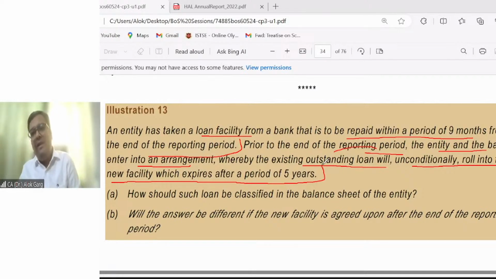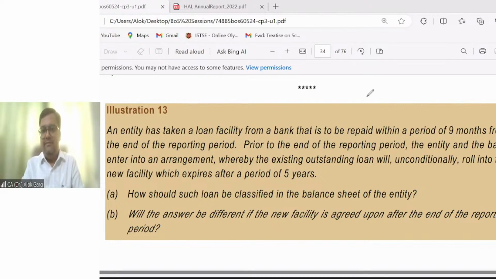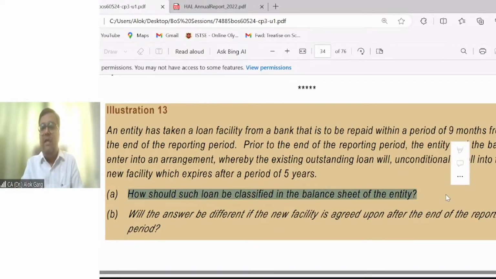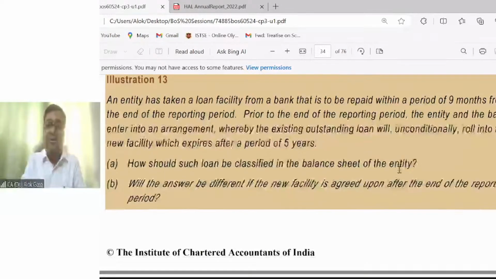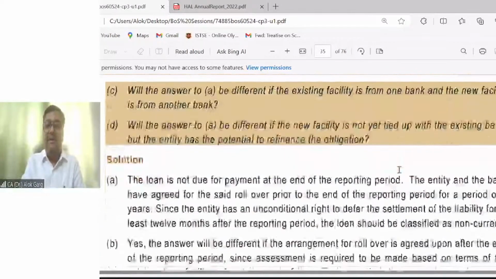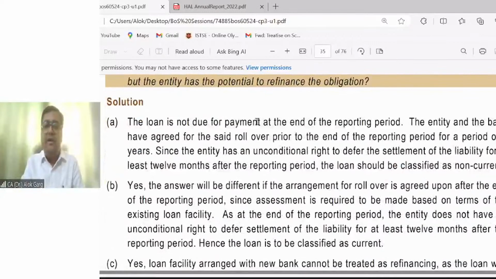So on the reporting date, whether this loan is repayable within 9 months or within 5 years, tell me. Of course, within 5 years. So the first question is, how should such loan be classified in the balance sheet of the entity? You tell me, current or non-current? Of course, non-current. Let's discuss how this solution has been given.